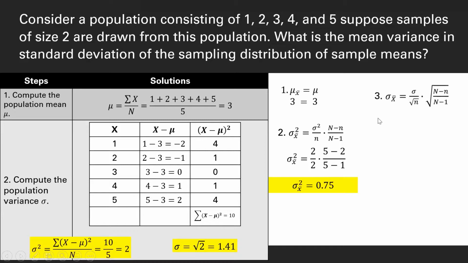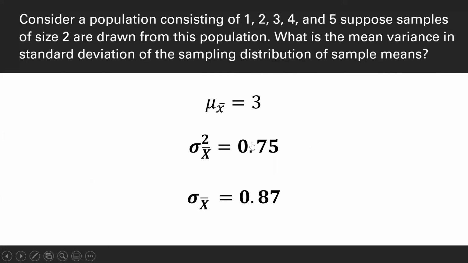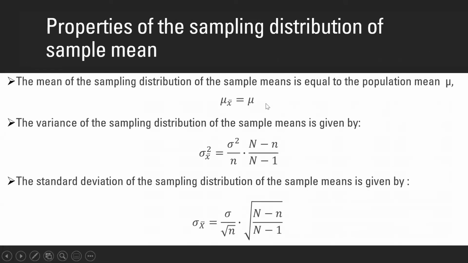Now, property number 3: the standard deviation of the sampling distribution of sample means is given by this. The population standard deviation is the square root of 2, over the square root of our small n, which is 2, times the square root of capital N, 5, minus small n, 2, over capital N, 5, minus 1. Solving this, the standard deviation of the sample means is equal to 0.87. You will notice that we get exactly the same answer. So you can solve the mean, variance, and standard deviation of the sampling distribution of sample means using these three properties. Thank you.